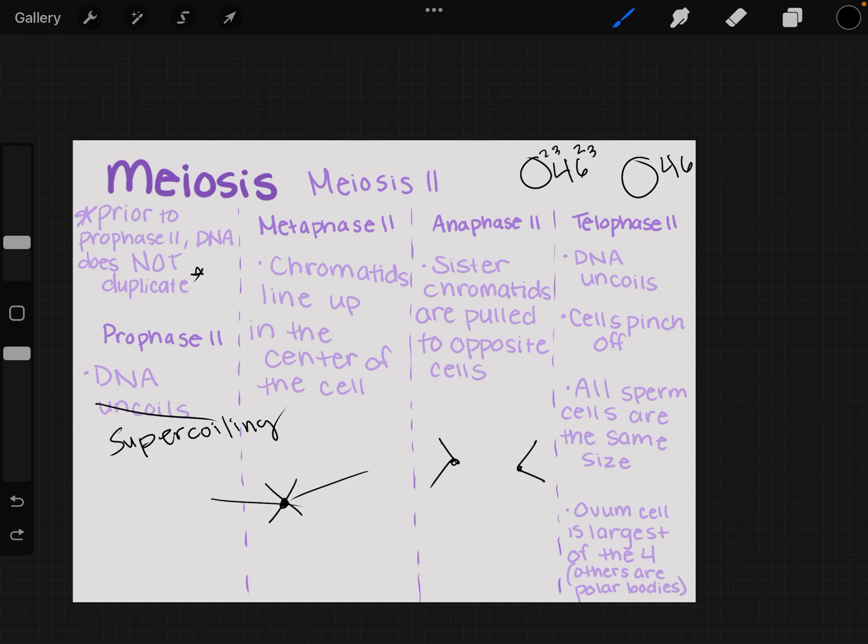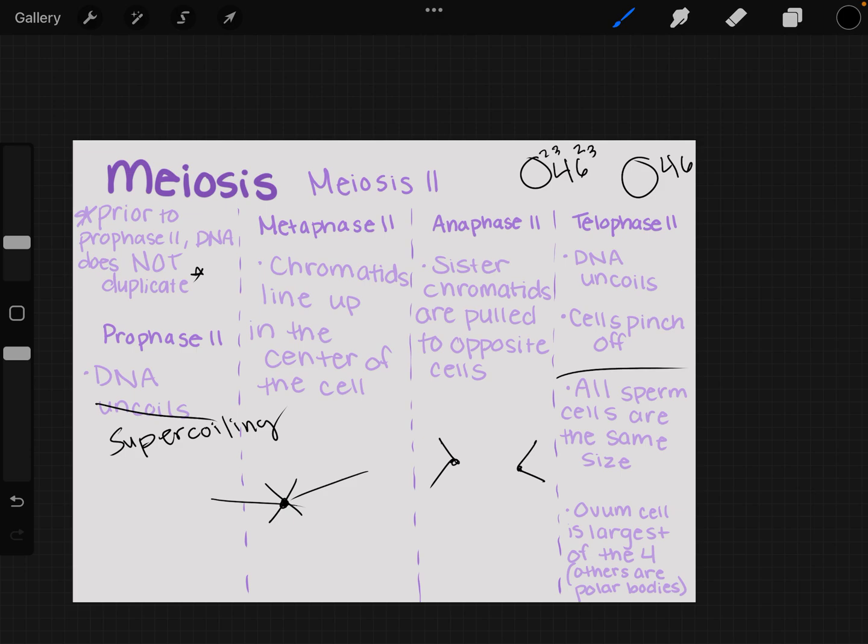All sperm cells are going to be the same size, but ovum cells are going to be the largest of the 4 for the female gamete. The ovum is going to be the biggest cell, and then the other 3 are going to be called polar bodies. So you can only use the ovum, you can't use the polar bodies.